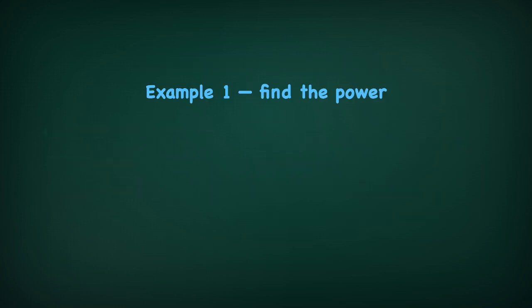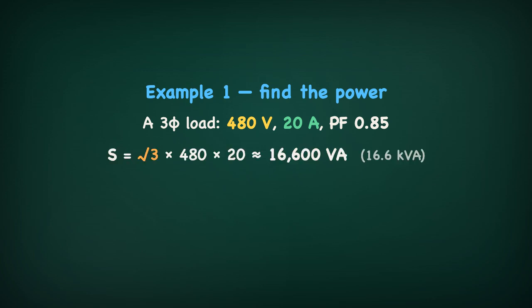Let's find some power. A three-phase load on a 480 volt system pulling 20 amps at a power factor of 0.85. Apparent power first. S equals root 3 times 480 times 20. That's about 16,600 VA, or 16.6 kVA.